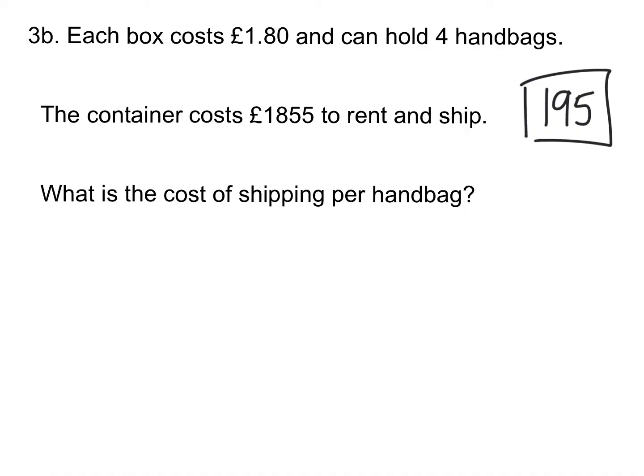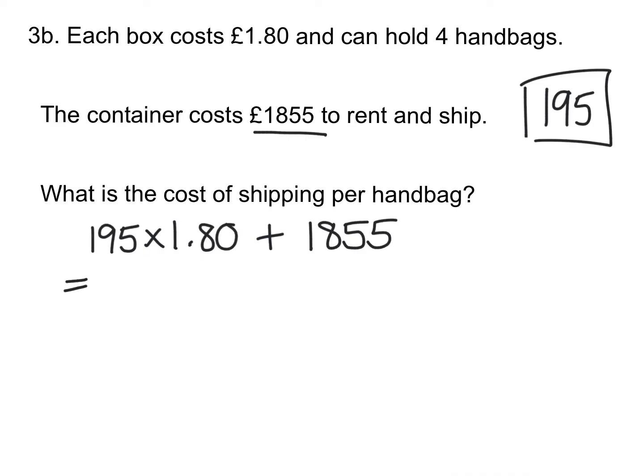But each box can also hold 4 handbags. The container costs this to rent and ship. We have to work out the cost of shipping per handbag. So first thing is we're going to work out the costs to the company. They have 195 cardboard boxes at £1.80 each. They also have the shipping of the container, which is £1,855. And you can just type this all in one go onto your calculator, and it will give you the answer of £2,206. So this is the cost to the business owner.